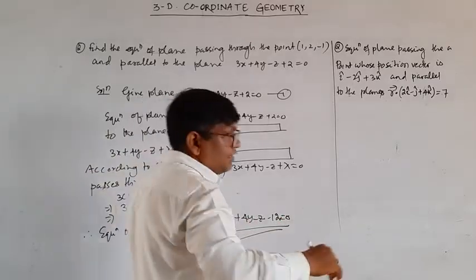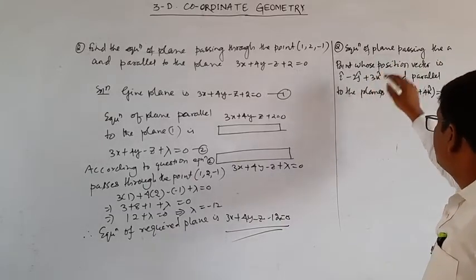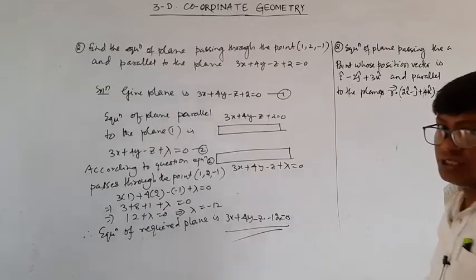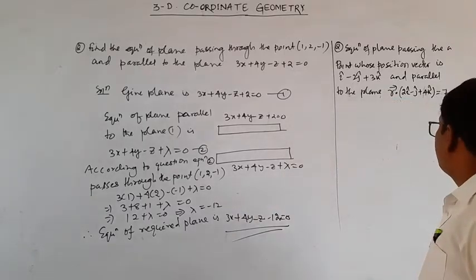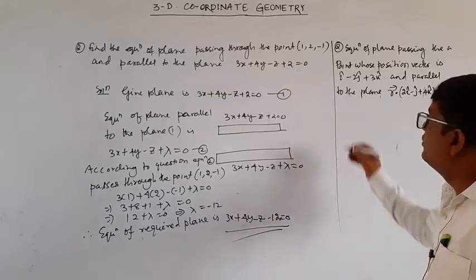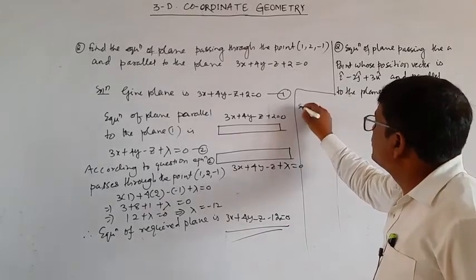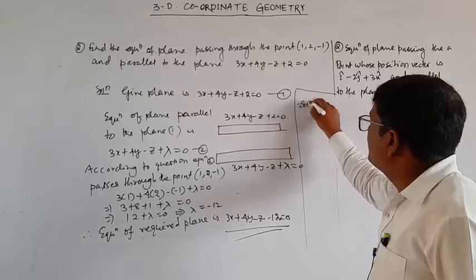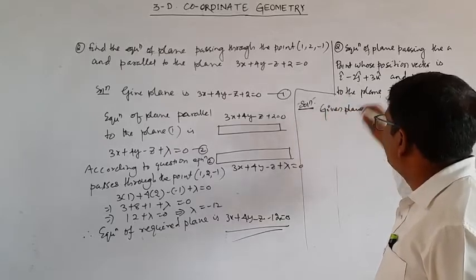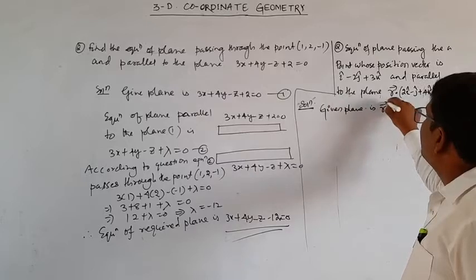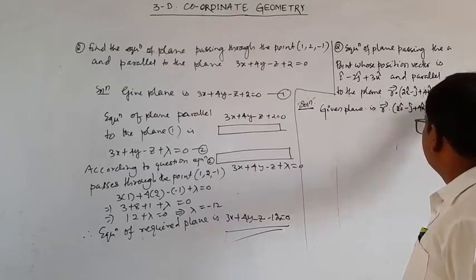This is the answer. Now another question, which is in vector form. Find the equation of the plane passing through a point whose position vector is i cap minus 2j cap plus 3k cap and parallel to the plane r dot (2i - j + 4k) = 7. Solution: the given plane is r dot (2i - j + 4k) = 7.